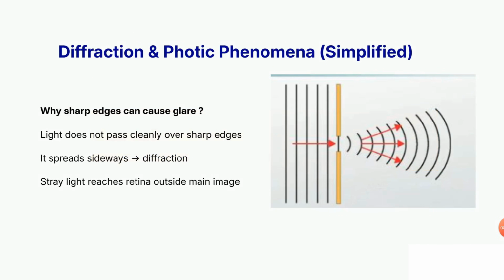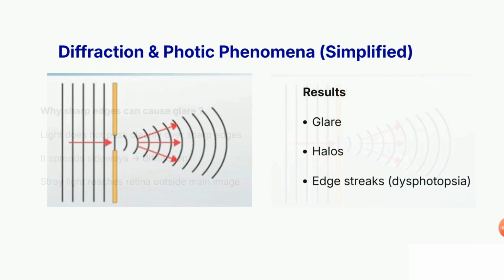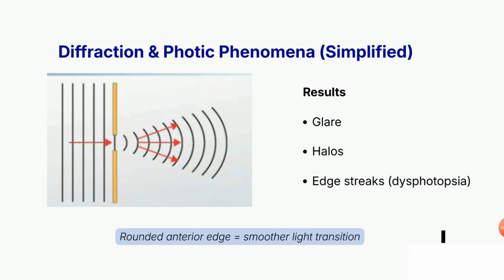Okay, just a brief detour. Let me tell you what exactly diffraction is and why sharp edges cause glare. When light encounters a very sharp edge, it does not pass smoothly. Instead, it spreads sideways, and this is known as diffraction. This stray light reaches the retina outside the main image and causes photic phenomena such as glare, halos, and edge streaks, especially in low light conditions or with large pupils. So by rounding or sloping the anterior edge, light transition becomes smoother and these symptoms are reduced.